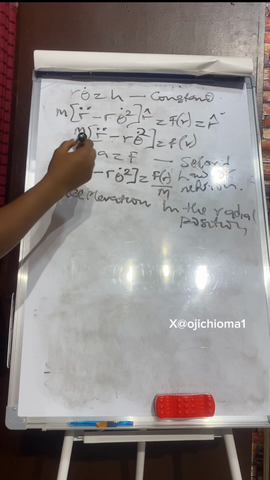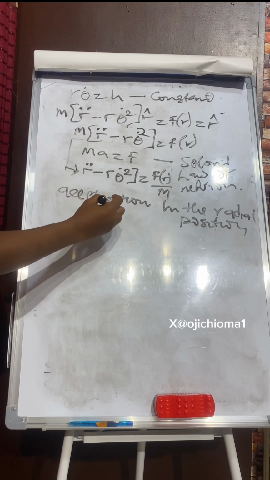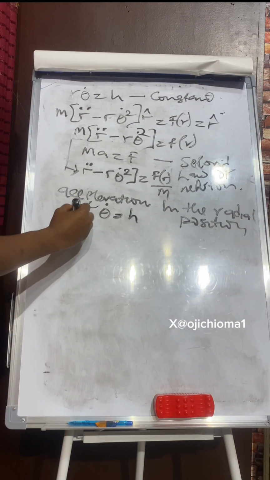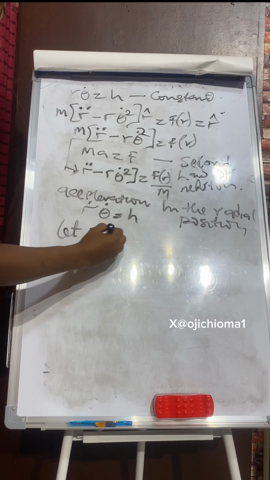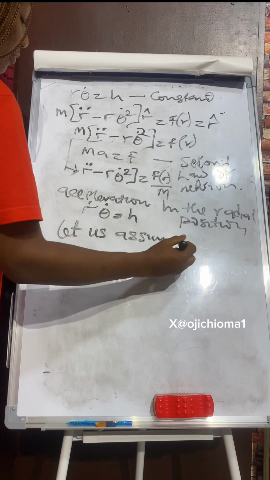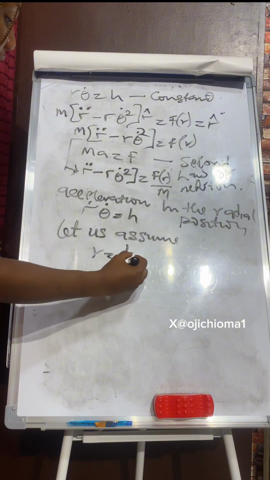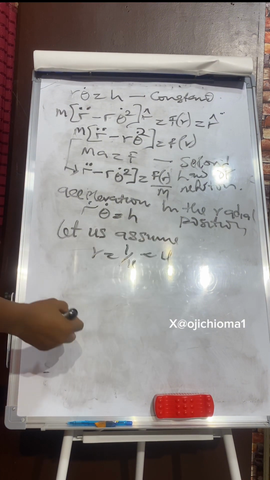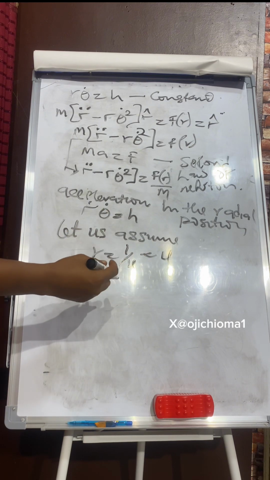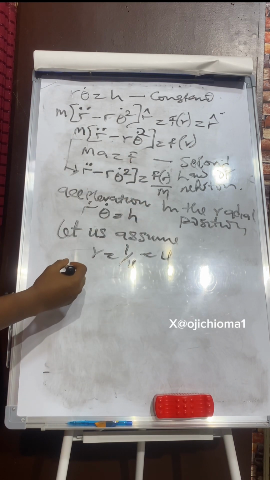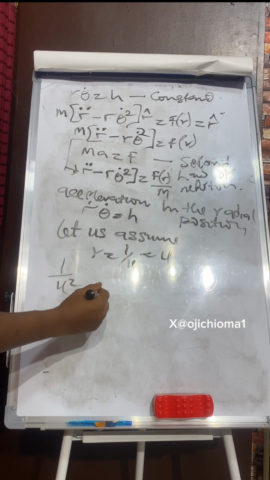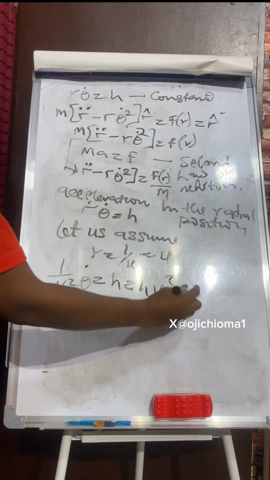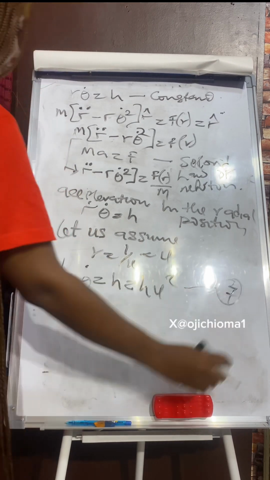Remember that there was a place we said r squared theta dot equals h, which is a constant. Here, let us assume that r equals 1 over u. Since we're assuming, wherever we see that, we substitute it. Also, taking this parameter and substituting it above, we have theta dot equals h u squared. Let's take this as equation 7.